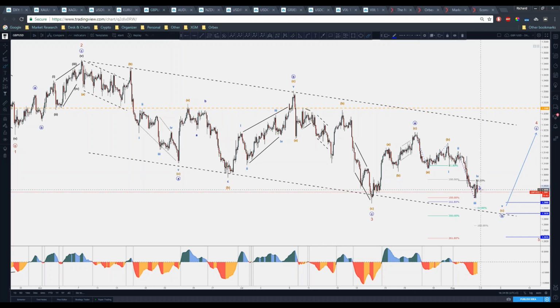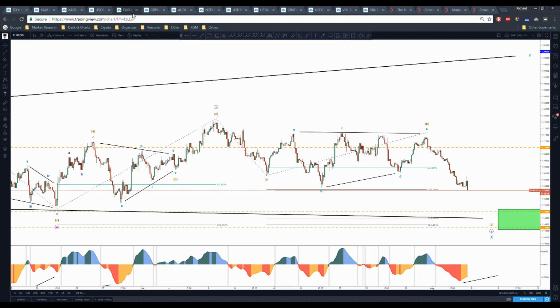So, for instance, on pound US dollar, there's a strong resistance, in my personal opinion, around 1.296 or 1.2920. On euro, as I said, there could be a strong support at around 1.150 and 1.145.